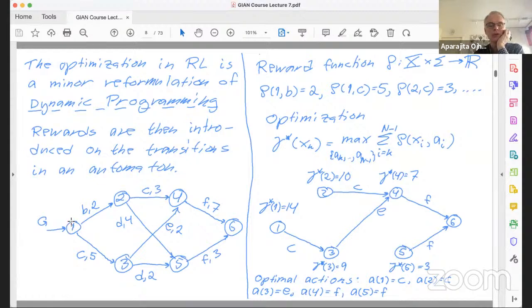here I have two alternatives. I can either go for B or C. If I take a B, then I have 2 plus 10, 12. And with the C, I get 5 plus 9. That means 14. So obviously, it was better to take the C action. And now I have gone through all the states here, and I have in every state the best choice.